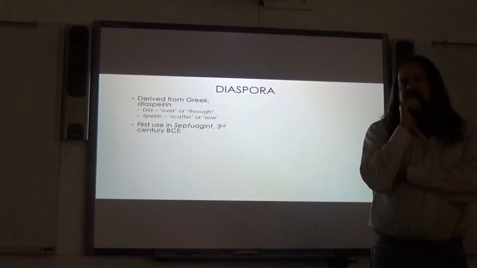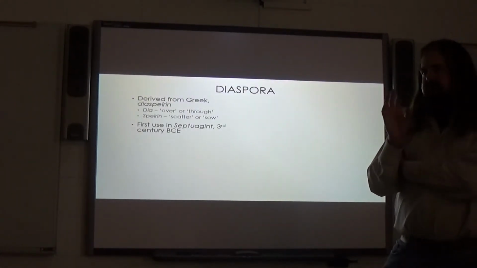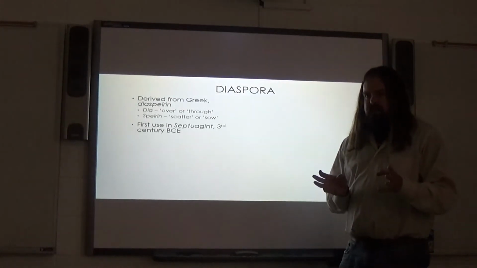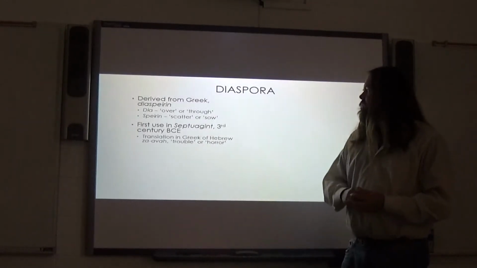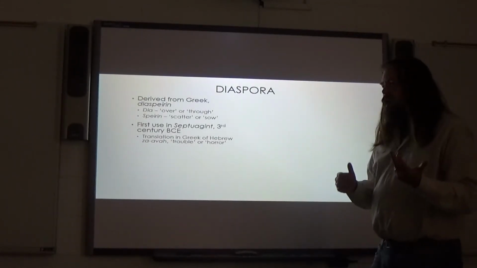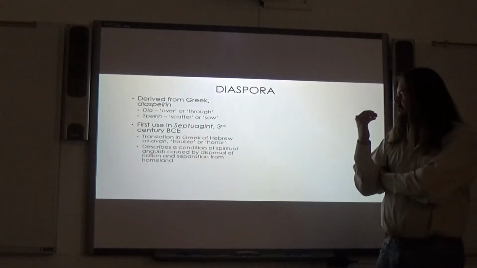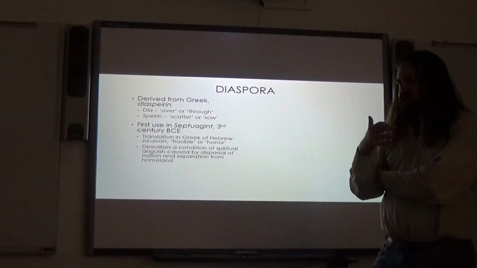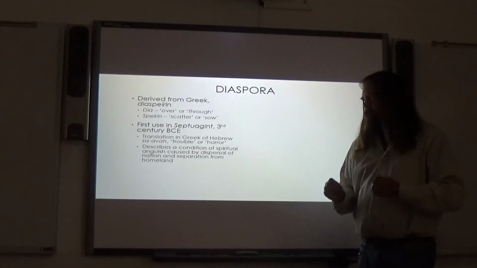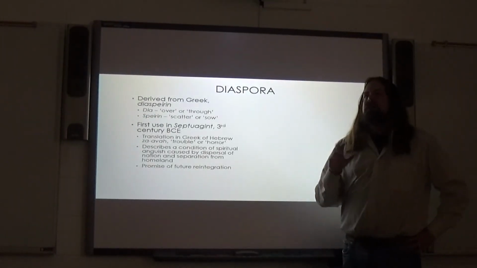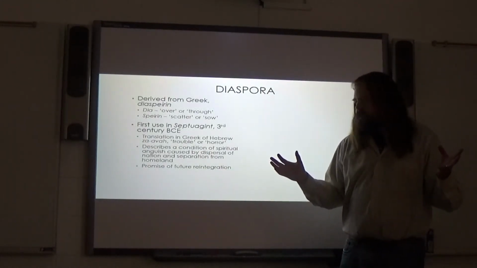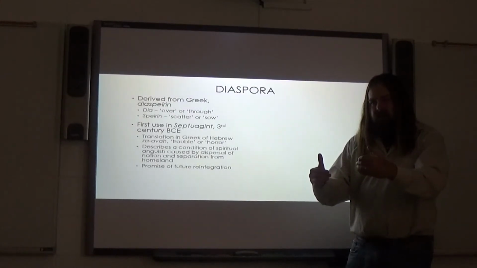The first recorded use of the word is in the Septuagint in the 3rd century BCE. Now, the Septuagint is a Greek translation of the Hebrew Scriptures that was intended for the use of Hellenized Jews living in Alexandria. And diaspora is a translation in Greek of the Hebrew word za'ava, which means trouble or horror. And it's used to describe a condition of spiritual anguish caused by the breakup and dispersal of the nation and separation from the original homeland. But there is also a hint of promise of future reintegration, right? Eventually, the people who are scattered throughout the world will gather again in the homeland and will be made whole again.